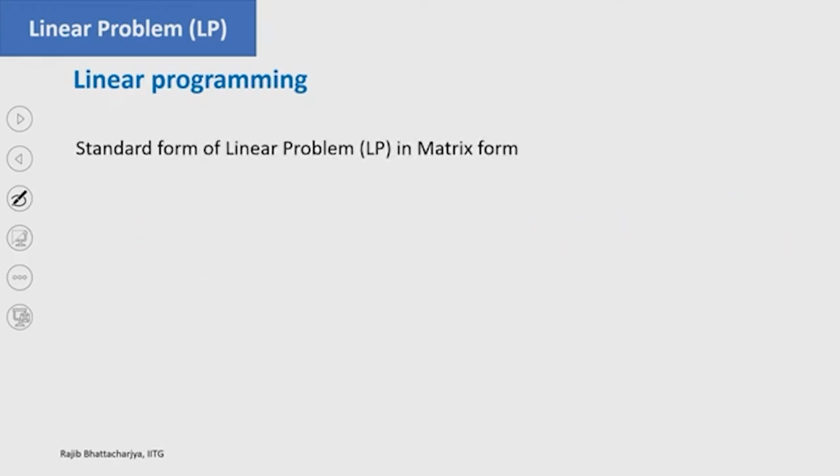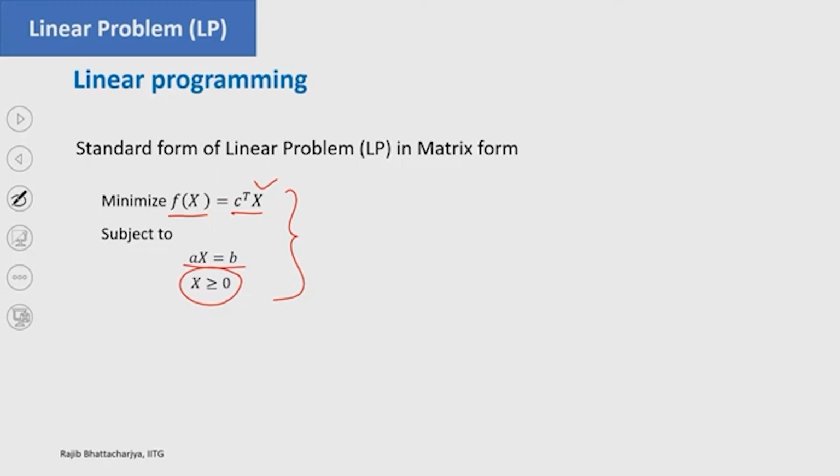In matrix form, I can write the standard form of the linear problem like this. It is a minimization of f(x), which is c transpose x, subject to Ax equal to b, and all variables x should be greater than or equal to 0. This is in matrix form. This is the objective function, and these are your constraints, which should be of equality type, and all decision variables should be non-negative. That means they should be greater than or equal to 0.